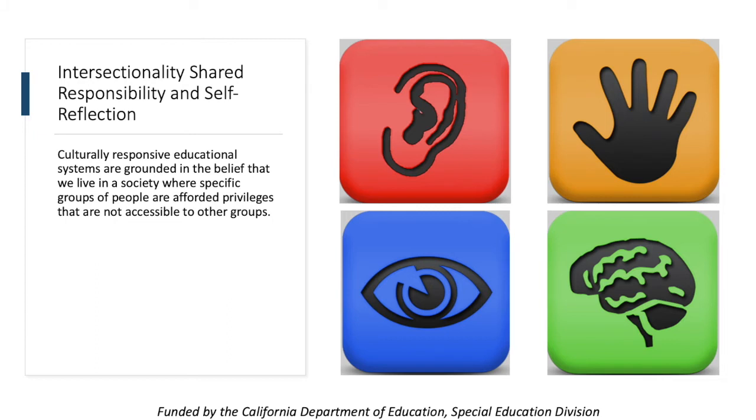In your processing guide, we've referenced shared responsibility and self-reflection. What thoughts, emotions, and/or perspectives are raised based on the terms privilege, implicit bias, and marginalization? Take a moment and reflect.